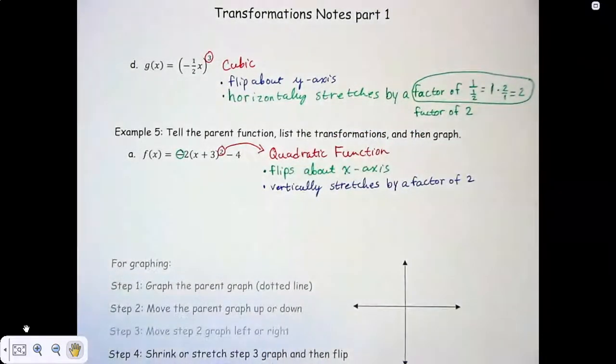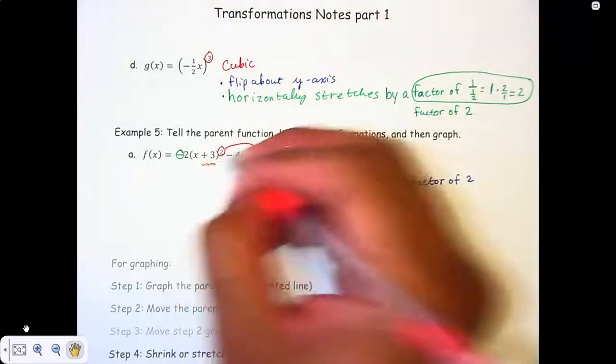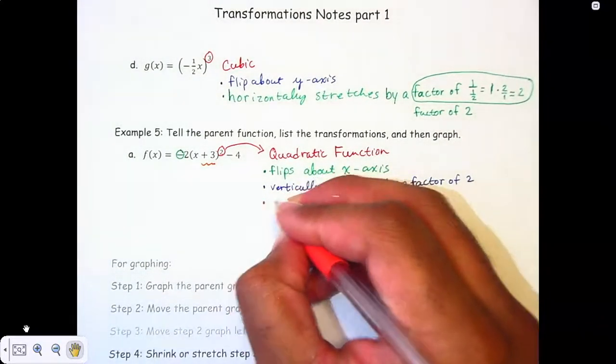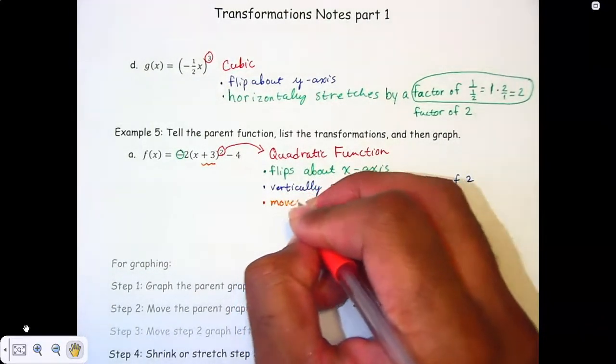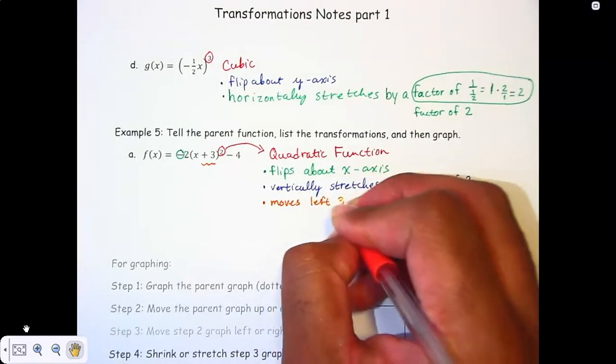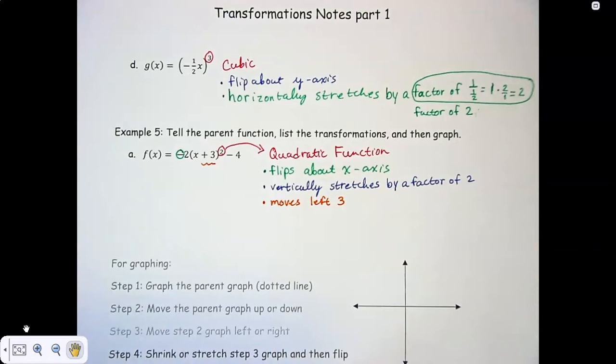All right, so we have those, and now we have to take a look at the other ones. Here we have a 3 on the inside, that's your b. Remember, it's opposite of what you think. So if it's positive, that means it goes left. And with this, yeah, it moves left.